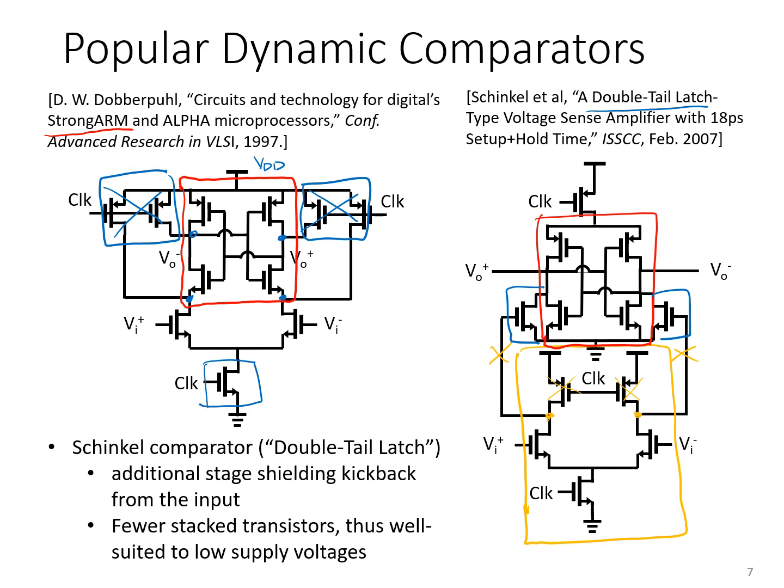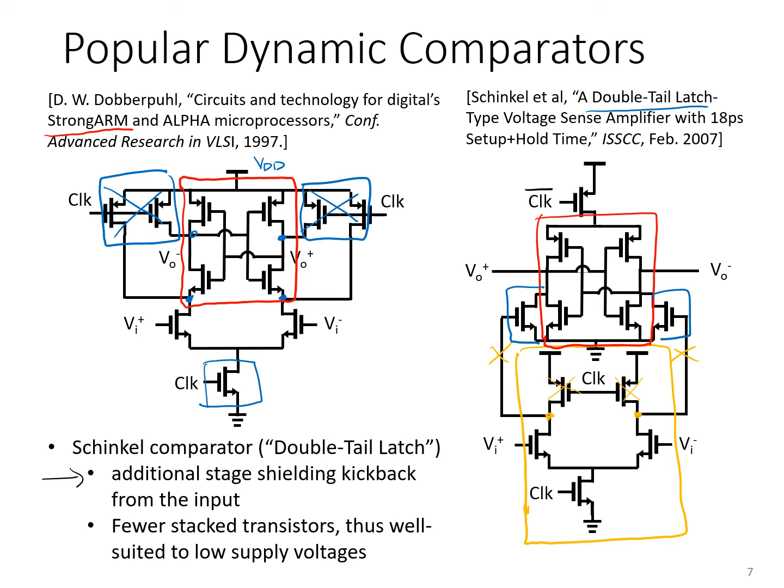In fact, there's an important error here in these slides. This signal here is actually clock bar. So when clock goes high, the preamplifier is activated and the clock bar signal goes low, activating the regenerative pair. So this double tail latch has this sort of built-in preamplifier circled there in yellow, and that is an additional stage, just like a preamplifier, shielding kickback from the input.